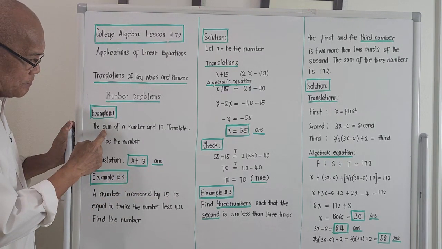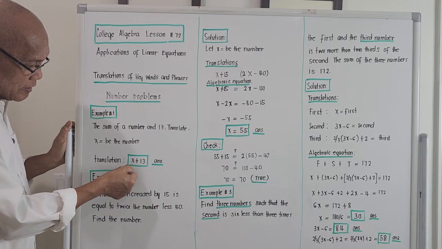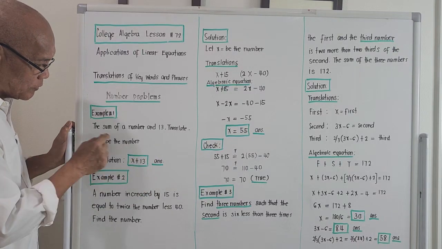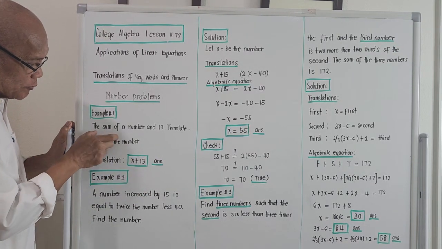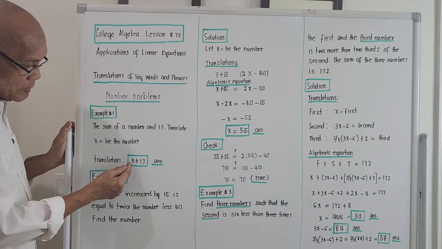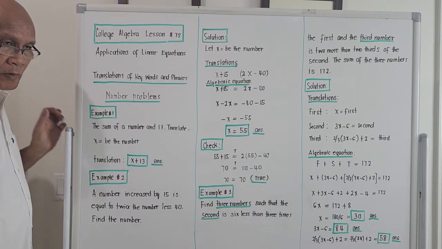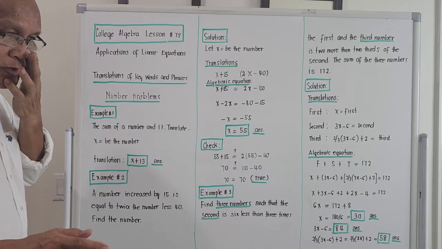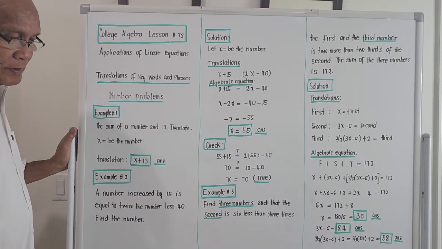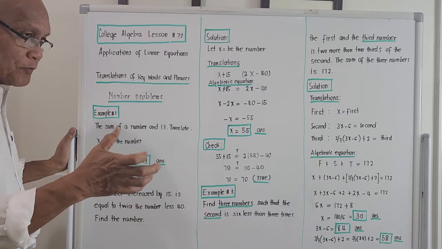The sum of a number and 13. The number is x, and the pure constant is 13, and the problem is telling sum. So if we translate these words or phrases, the translation will be x plus 13. That will be the answer. At least we know how to understand English, right? So this is an English-oriented lecture. Example number two.